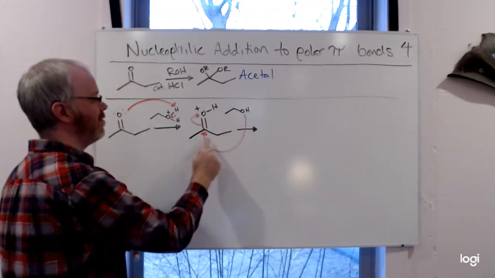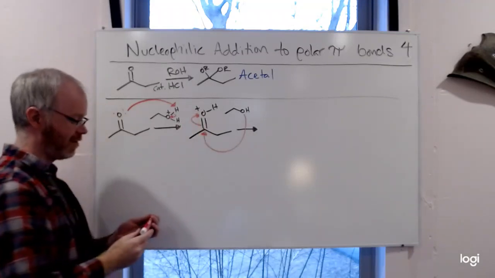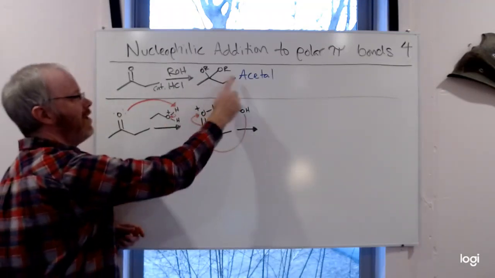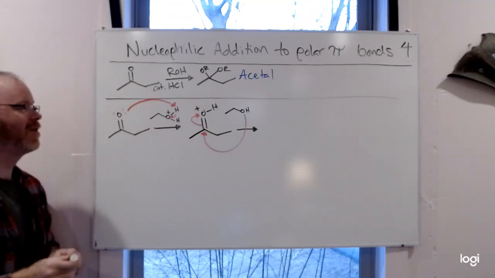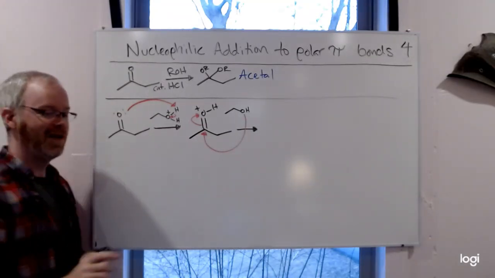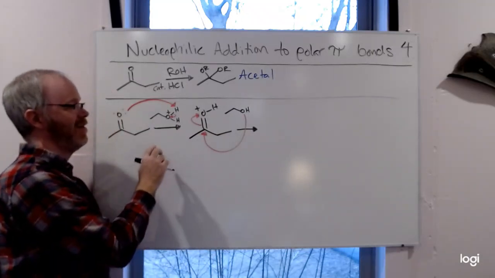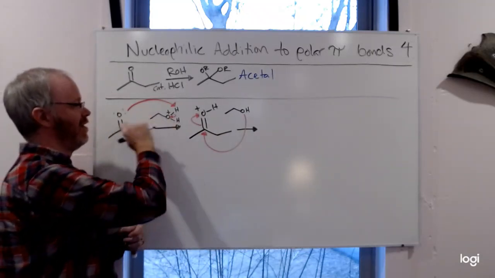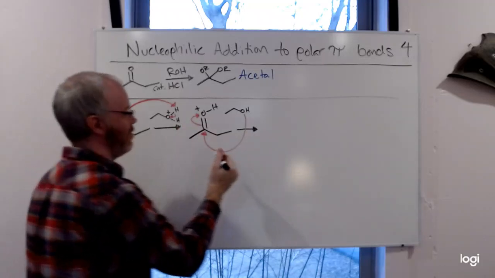So the alcohol will add to that carbon, pushing the electrons up, giving me an alcohol. We don't have an alcohol in the end, so we know that's going to have to change, but we're still following the same mechanism as we're used to, and the same mechanism from the hydration. Proton transfer to activate, then do nucleophilic addition.